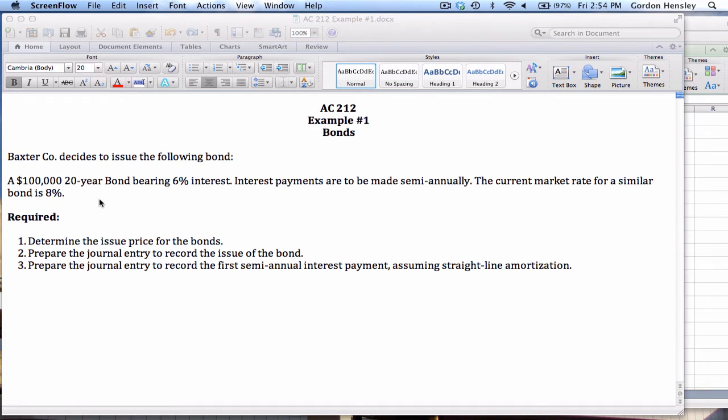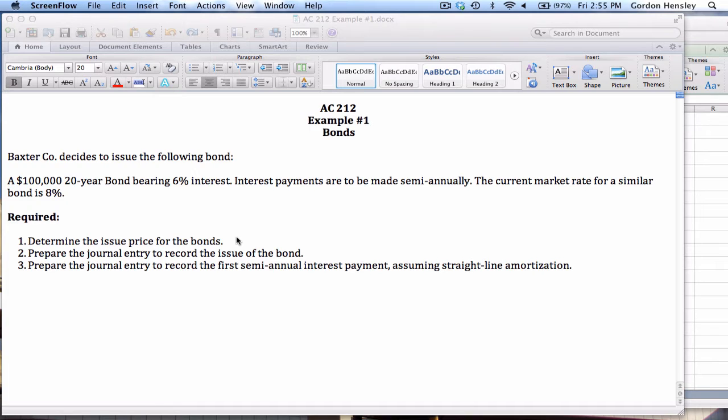It's a $100,000 20-year bond bearing 6% interest. The interest payments are to be made semi-annually, and the current market rate for a similar bond is 8%. Under the requirements, number 1, we must determine the issue price for the bond. Number 2, we will prepare the journal entry to record the issue of the bond. And number 3, we'll prepare the journal entry to both record the first semi-annual interest payment and amortize any discounts or premiums, assuming straight line amortization.